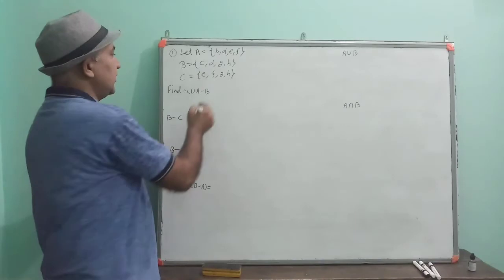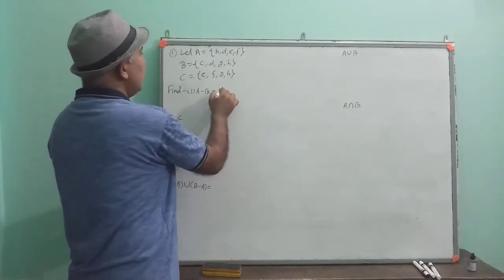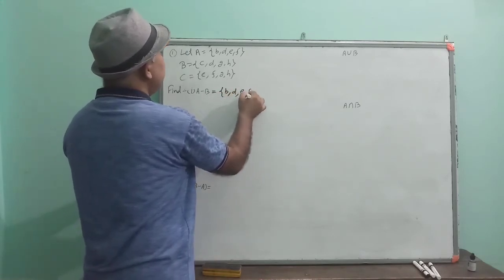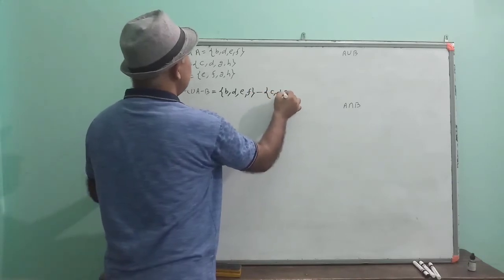So see one by one. First we are going to find A minus B. So how will we find? Elements of A, B, D, E, F, minus elements of B.